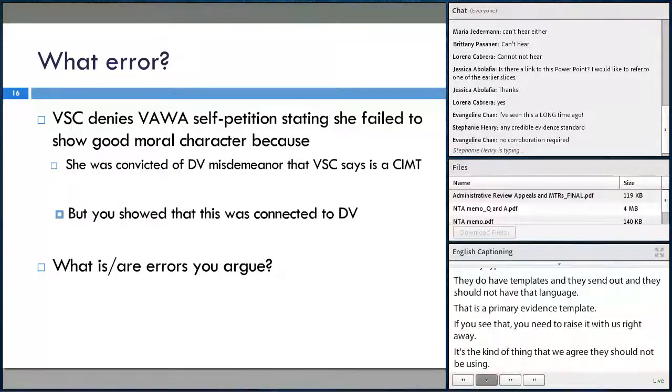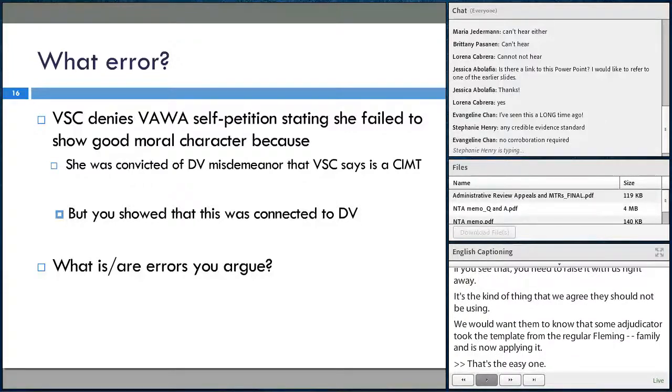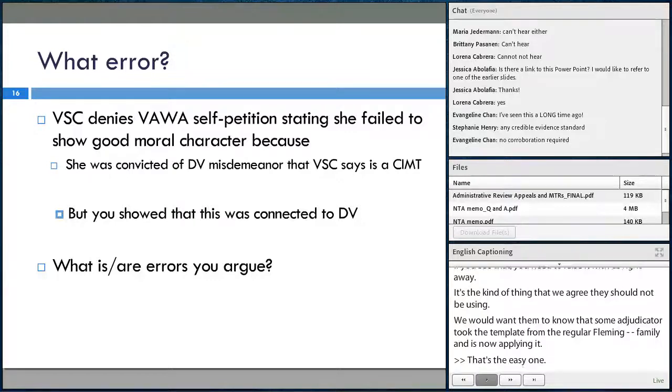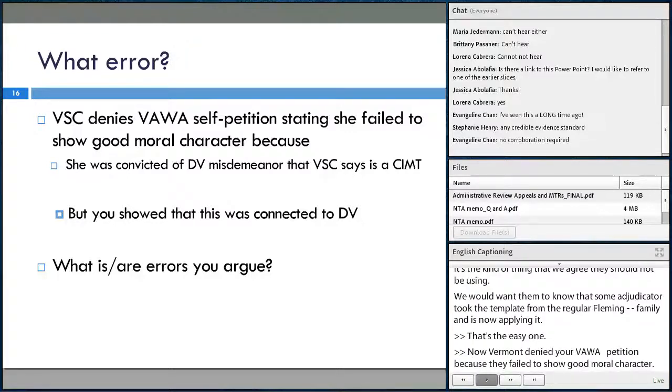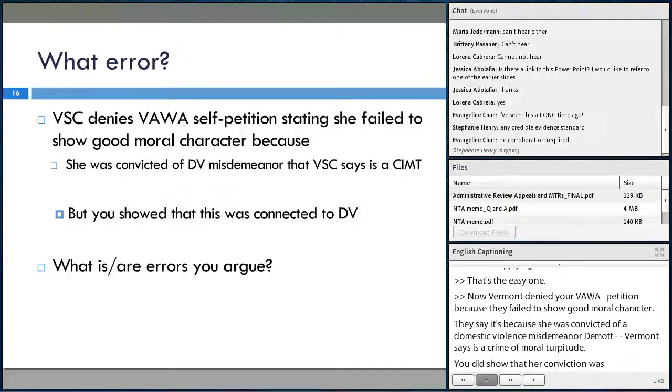Okay, so now Vermont has denied your VAWA self-petition because she failed to show good moral character. They say it's because she was convicted of a domestic violence misdemeanor that Vermont says is a crime of moral turpitude. You did, however, show that her conviction was connected to domestic violence. And perhaps some of you who aren't experts on immigration law but know about domestic violence could put in the chat why you think that would be true. Why would her conviction be connected to domestic violence?